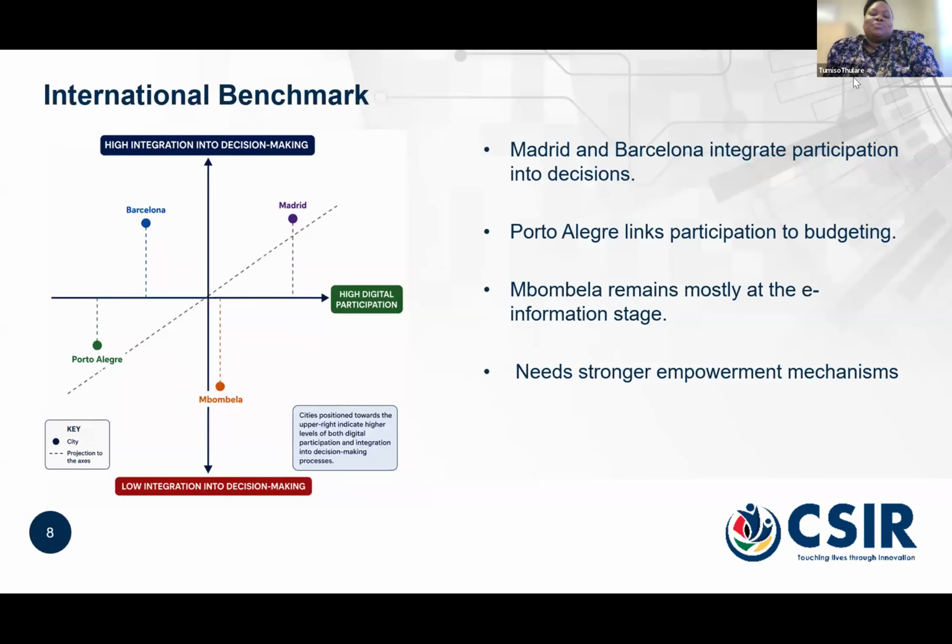To better understand Mbombela's position, we compared it with international examples. Madrid, Barcelona, and Porto Alegre demonstrate mature e-participation systems where citizens' inputs directly influence planning, budgeting, and policy decisions. In contrast, Mbombela currently operates largely at an e-information stage, where digital tools are primarily used for communication rather than collaborative governance. This comparison highlights both the gap and a potential pathway for future development.